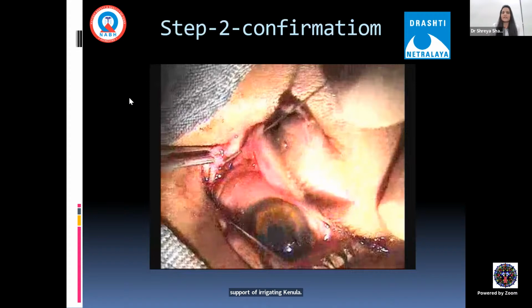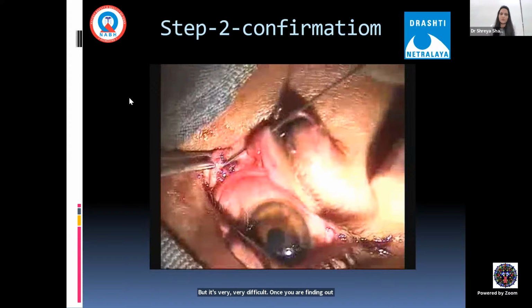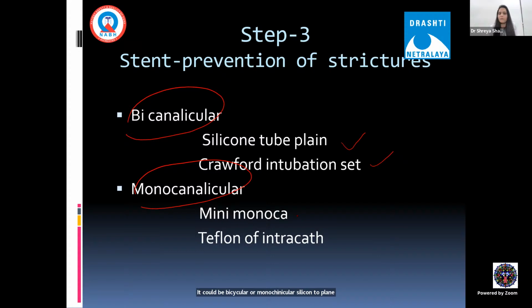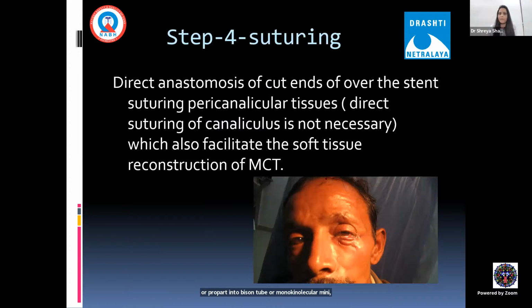Once you find the severed medial cut end, then comes the anastomosis. But first you need to confirm with the railroad technique. Once you confirm, only then can you do anastomosis with a stent, just to prevent strictures. Again, it could be bicanalicular or monocanalicular, silicone tube, plain or profiled intubation tube, or monocanalicular mini monoka, or simply a Teflon sleeve you can use. Step four will be pericanalicular suturing. Even if you're not doing pericanalicular suturing, and you are putting a stent, usually it regenerates and repairs, epithelialization happens by itself, but it's better if you do it along with the reconstruction of medial canthal tendon injury.